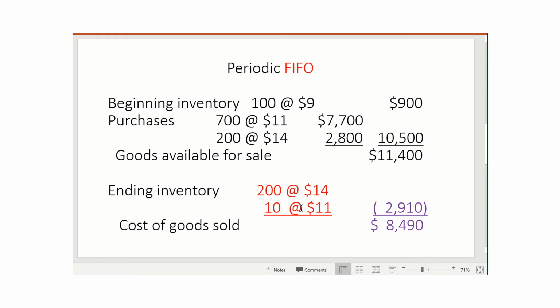So your assumption under periodic FIFO, and this is just an assumption, is that 200 came from the last group, $14 a piece, and then 10 came from the next group. So the beginning ones are gone. As you get further along, the last ones are still here. If you do the math, 200 at 14, 10 at 11, that's $2,910. That's what you report on your balance sheet as your ending inventory. You subtract the $2,910 from the $11,400, and you have a cost of goods sold of $8,490. That's that problem as I would have done it if I was using a periodic FIFO system.